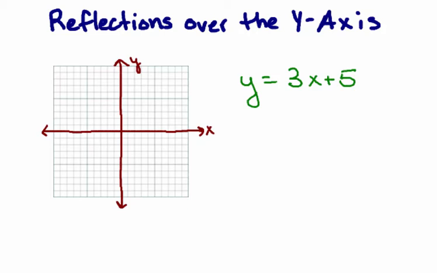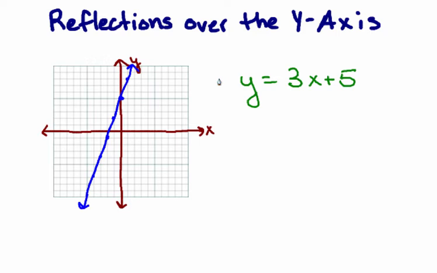We're going to do a couple of examples today looking at reflections over the y-axis. First I'm going to start with this equation, y equals 3x plus 5. The original graph would go through the point (0, 5), then (1, 8), and back in the other direction it would go through (-1, 2), (-2, -1), etc. This would be our original graph of y equals 3x plus 5.